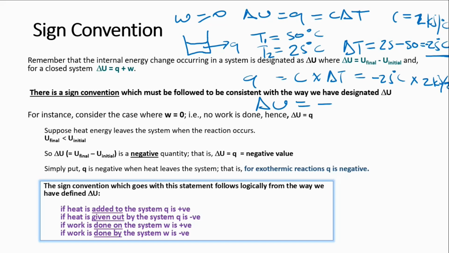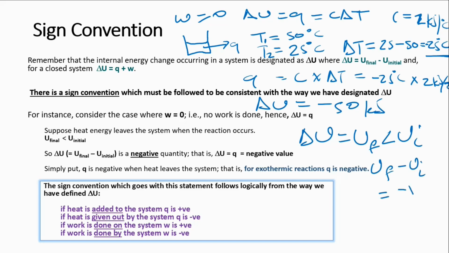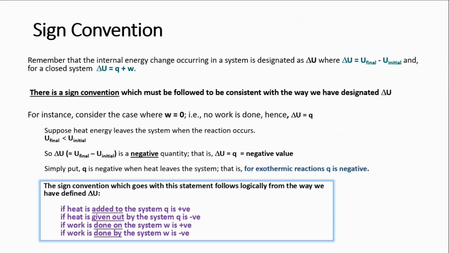In this case, 2 times minus 25 would be minus 50. It would be minus 50 kilojoules of heat that would have been lost, and that is equal to a negative delta U. Now, if delta U is negative, what it is saying to us is that U final must have been less than U initial, such that when you say U final minus U initial, you end up with some negative value. And that is what I am explaining here.